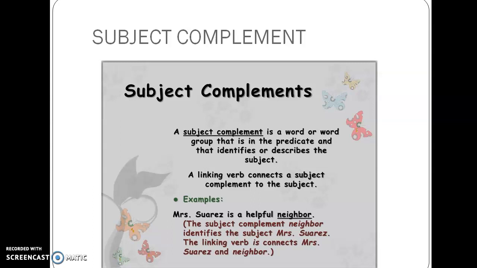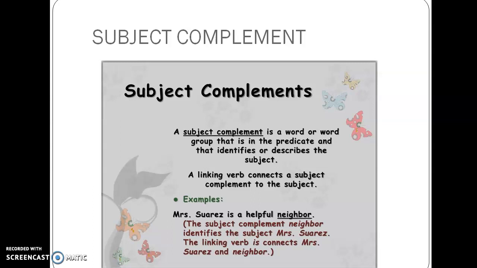What is subject complement? Subject you people already know. A subject is a person or a thing around which the whole sentence revolves. A subject complement is a word or word group that is in the predicate and that identifies or describes the subject. So subject complement can be a word also or a group of words which is there in the latter half of the sentence and it describes or tells us something more about the subject.